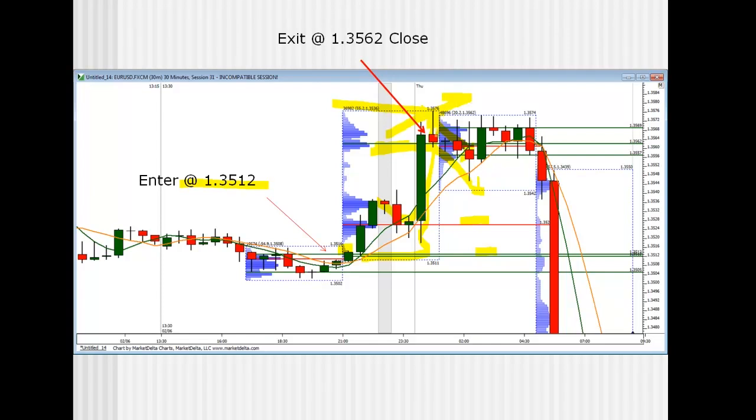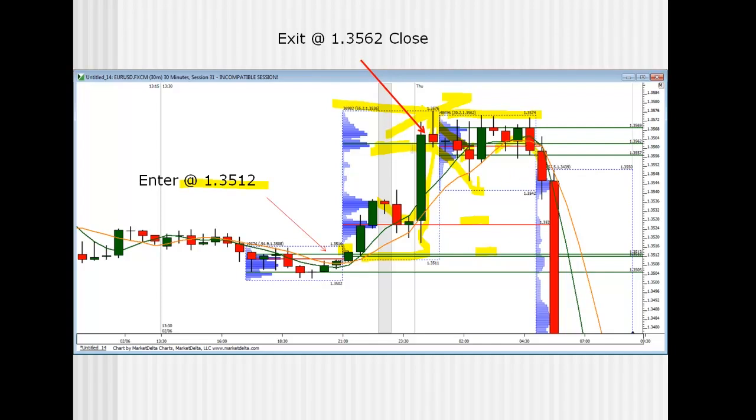The answer should be no, because in fact it has closed lower. It has a strong wick at the top, and I would anticipate that we are going to continue to move lower, which in fact we did. We never really experienced a breakout up here on the upside, even in the following session. So instead, what did we end up getting? We ended up getting a breakdown.